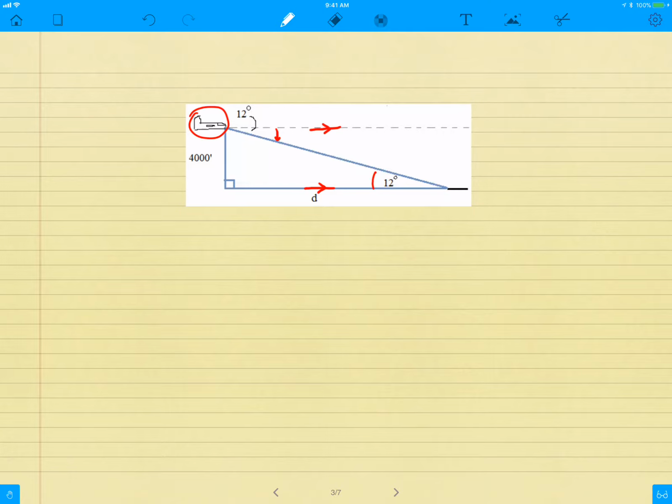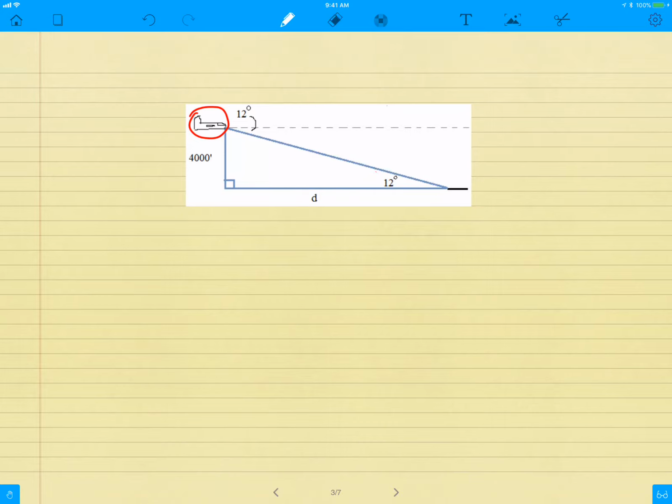So the angle of depression is actually the same as the angle of elevation, because these angles are called alternate interior angles. That's something we talked about in geometry. Alternate interior angles are equal. So I can transfer the 12 inside the triangle, which you actually see here, and we can actually solve this.